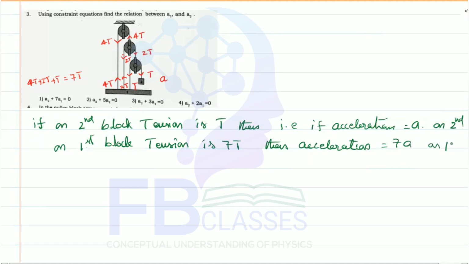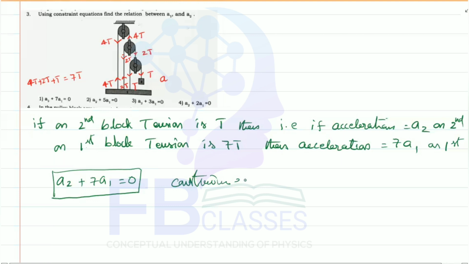So now it is on the first block, so we are going to give the name, this is A2, so it is A1. So now the relation is A2 plus 7A1 is equal to 0 according to the constraint, right? See here, that is our answer according to the constraint equation. Okay, in the options, the first option is the correct option.